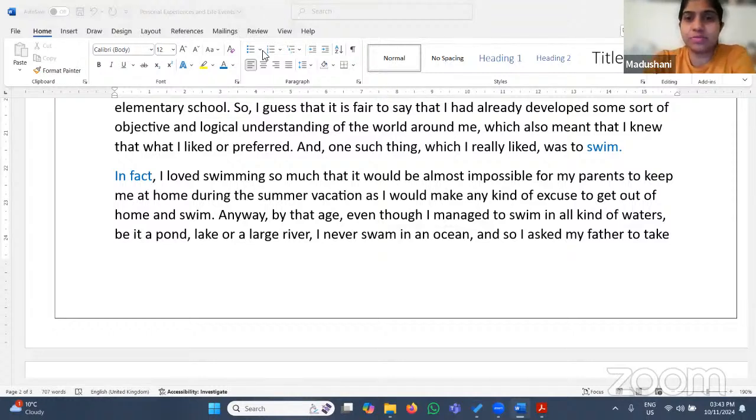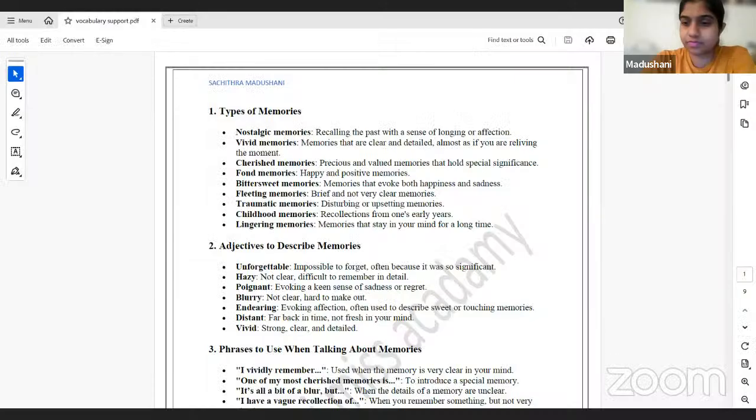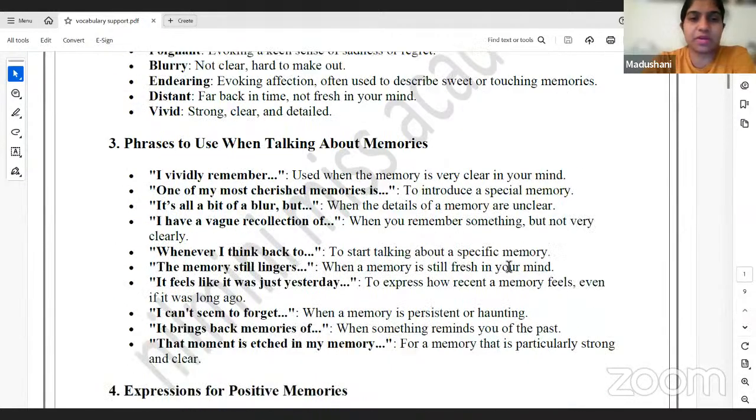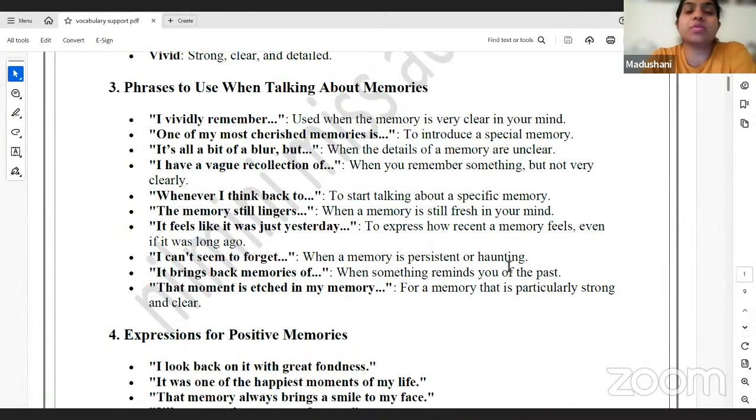Okay, so I would share another document with you. Yes, from here. Phrases to use when talking about memories. So, when you're talking about memories, so we can use these phrases wherever it's possible.